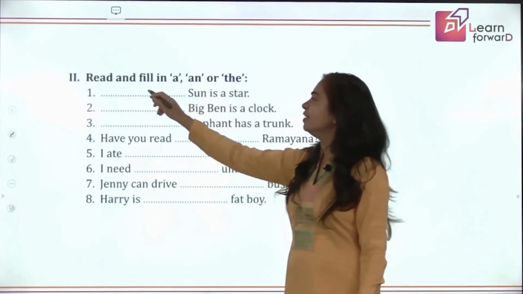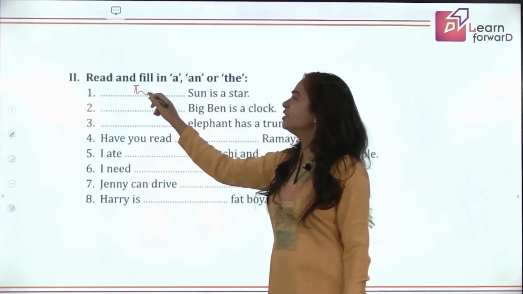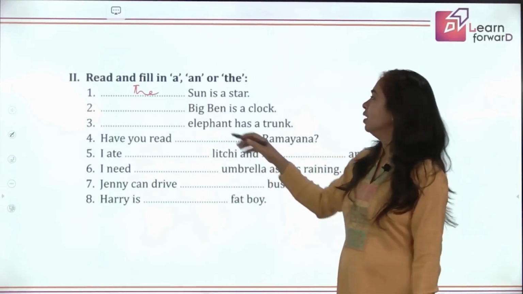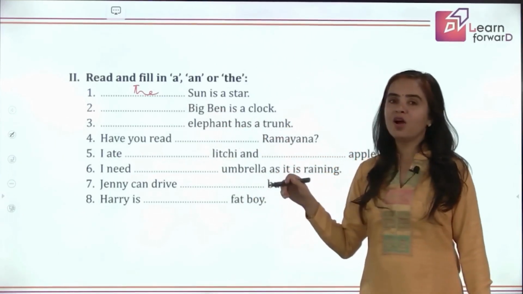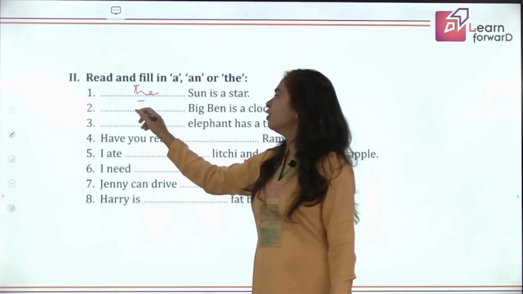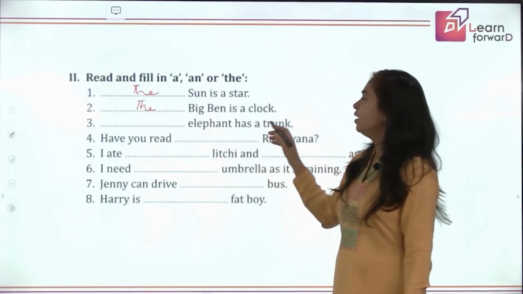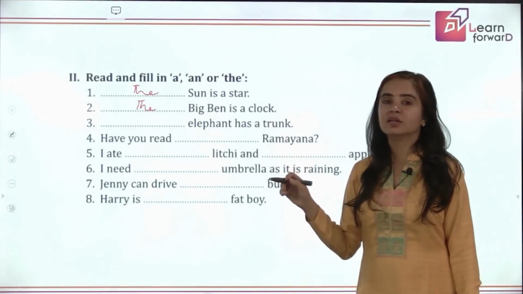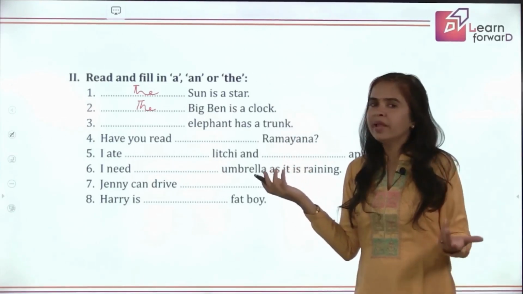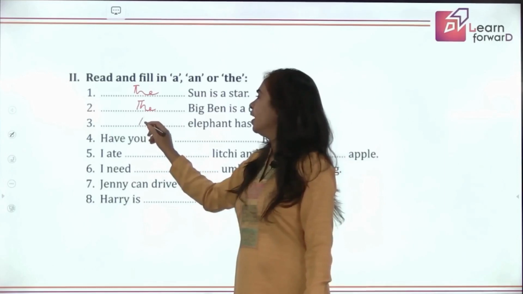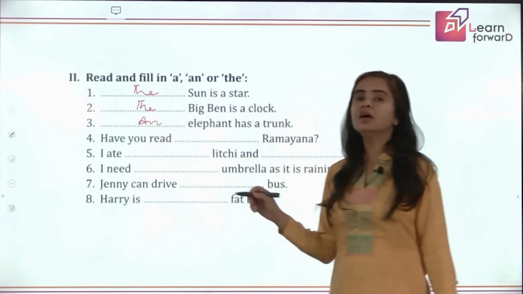Sun. Yes, it's one of its kind. It's universal, so we'll be using the. The Big Ben is a clock. So we are referring to a particular one. This is the. Elephant has a trunk. So we are talking about any elephant. We'll say an elephant has a trunk.